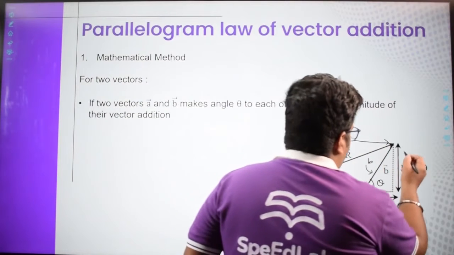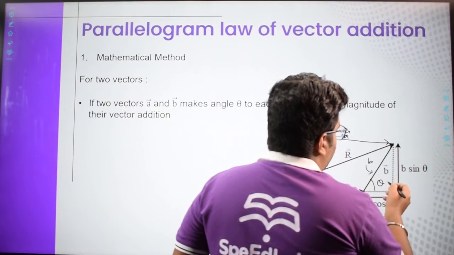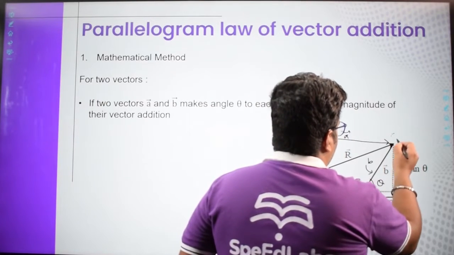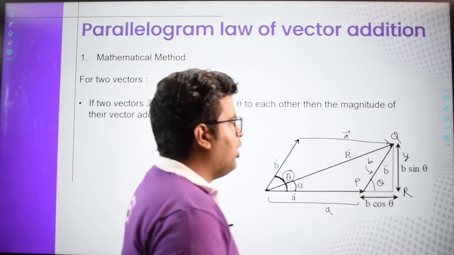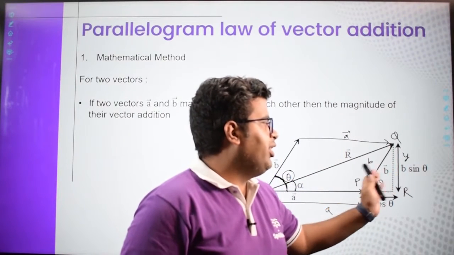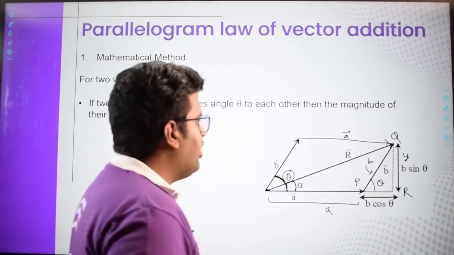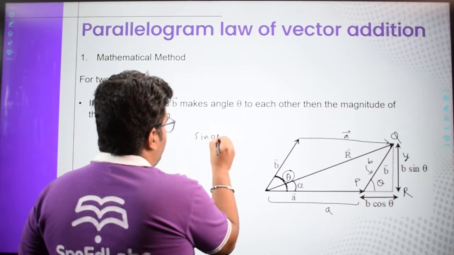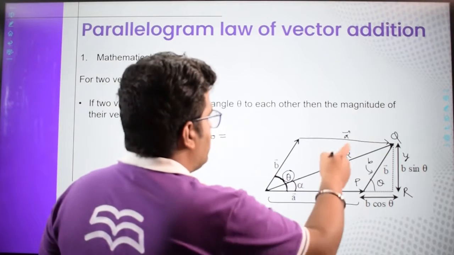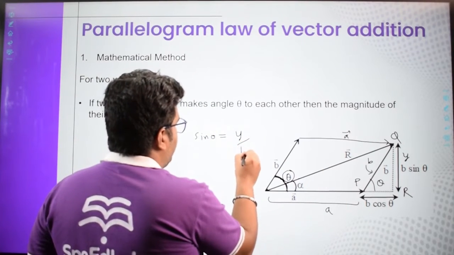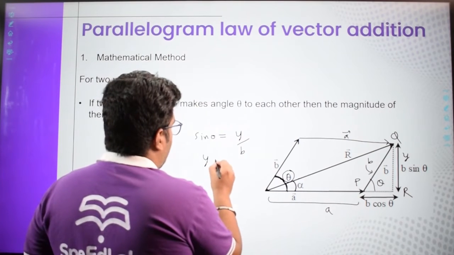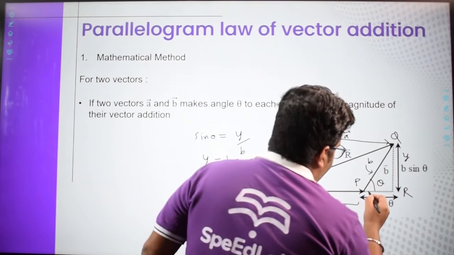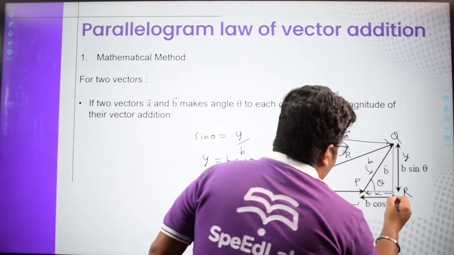If I ask you what this length is going to be, let's say this is y, and we'll take this triangle, let's say triangle PQR. Now in triangle PQR you want to establish a relation between y and B. Y is going to be the perpendicular and B is going to be the hypotenuse. So we know that sine theta is perpendicular upon hypotenuse, so that will be y upon B, right? So the value of y comes out as B sine theta. Now if I ask you what will be the value of this, let's take this as x.